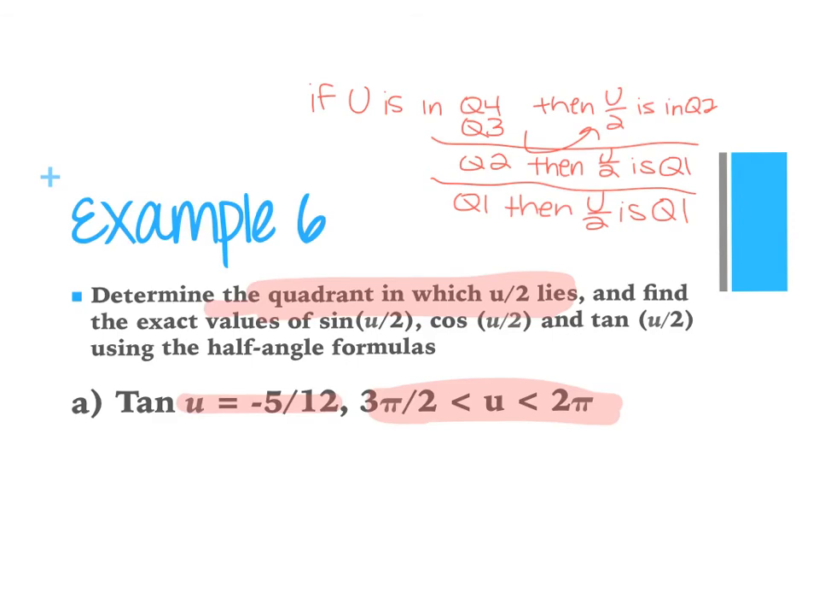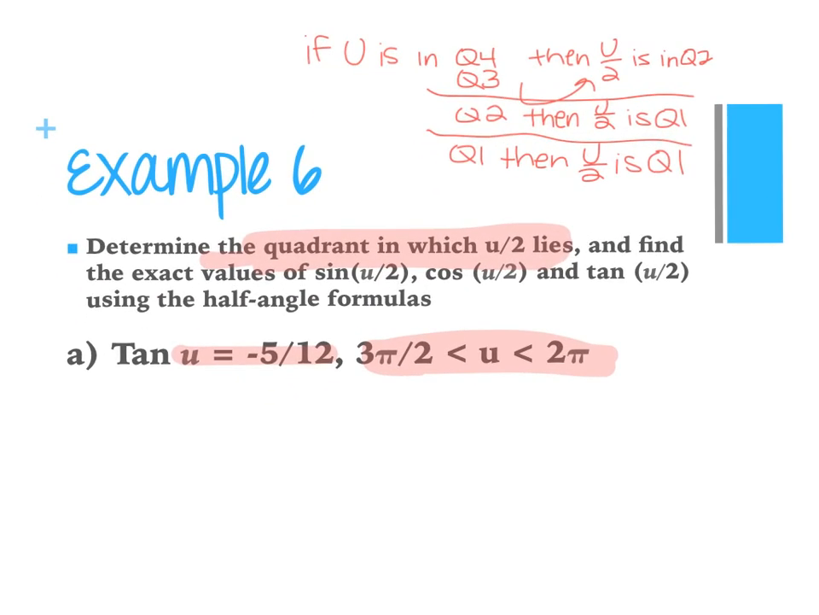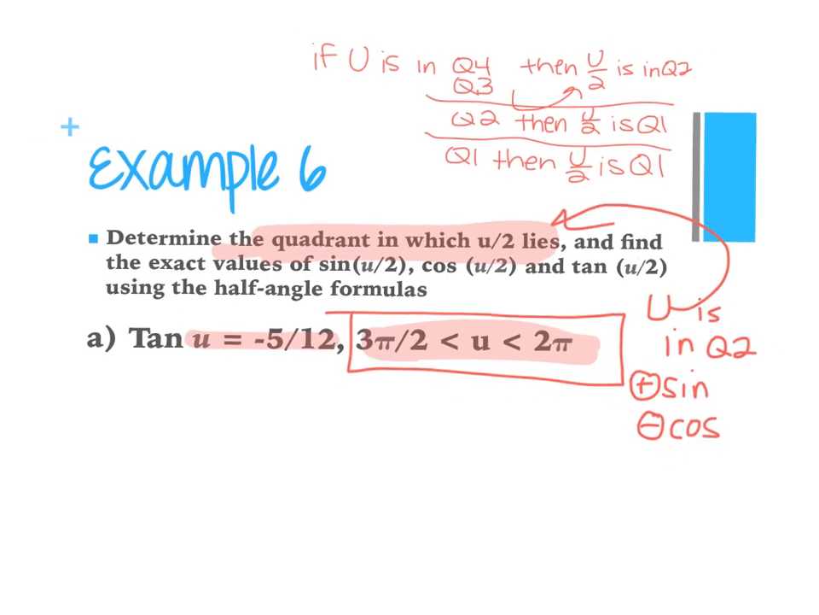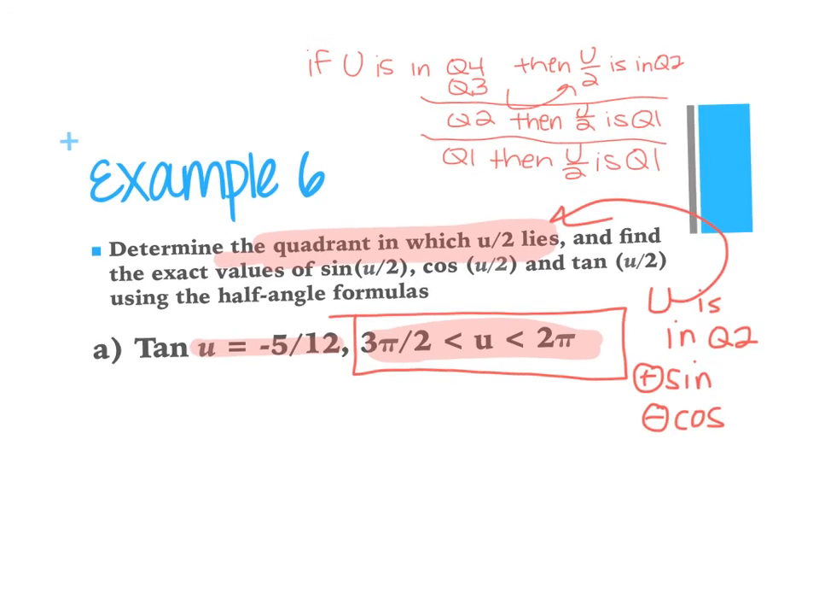And they're going to give you where the doubled angle lies, but not where the half angle lies. So again, this told me that u was in the fourth quadrant, which means u over 2, for this question, is in quadrant 2. And that tells me that my sine is going to be positive, but my cosine is going to be negative. That makes sense? Questions on that? But the rest of it's easy.